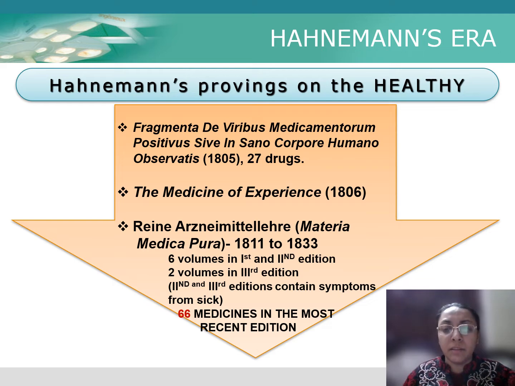Later, in the next year itself, The Medicine of Experience got published in 1806, and after that, Reine Arzneimittellehre, which is now popularly known by the name of Materia Medica Pura, got published between the years 1811 to 1833. This book has 6 volumes in the first and second edition and 2 volumes in the third edition. Its third and second editions contain symptoms from the sick also. In the most recent edition of this book, we have 66 medicines.